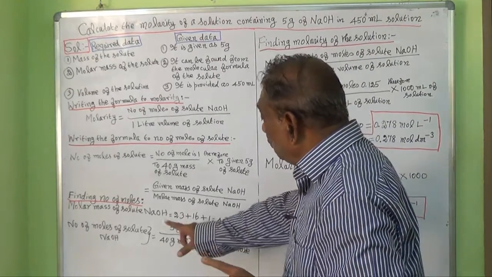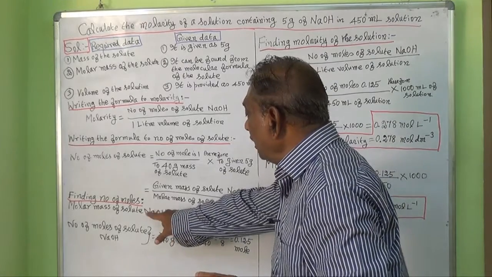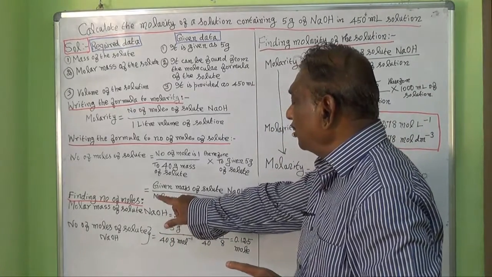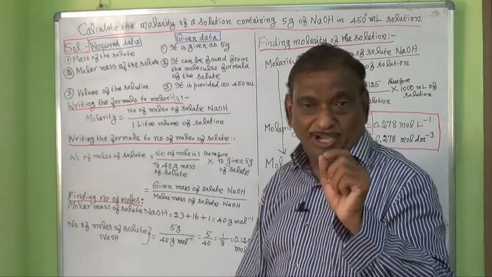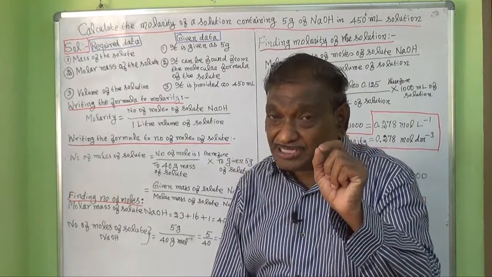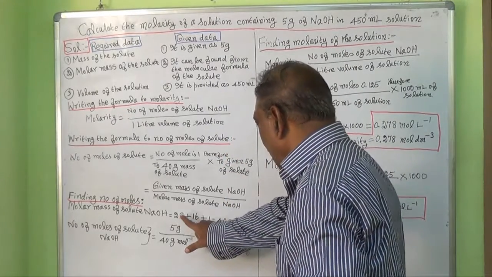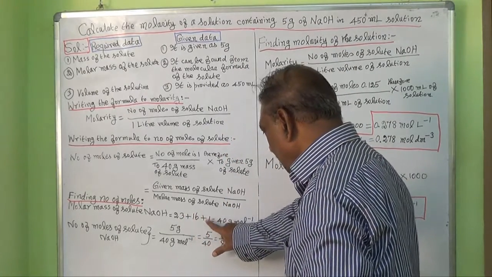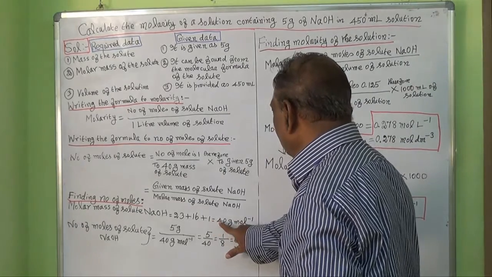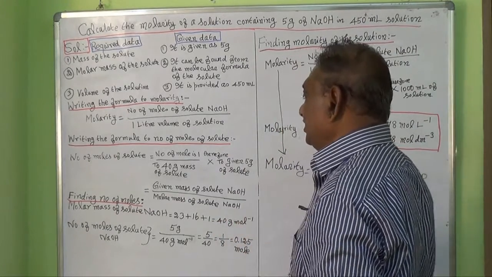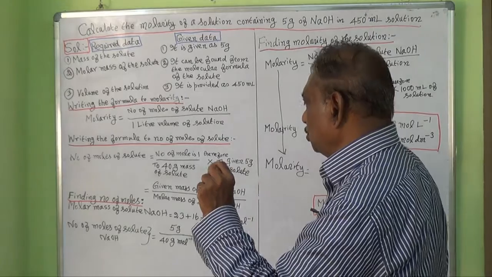Moreover, there is one hydrogen atom in the molecular formula of sodium hydroxide. So the atomic mass of one hydrogen atom is 1. If we add 23 plus 16 plus 1, we will get 40 grams per mole. This is the molar mass of the solute.